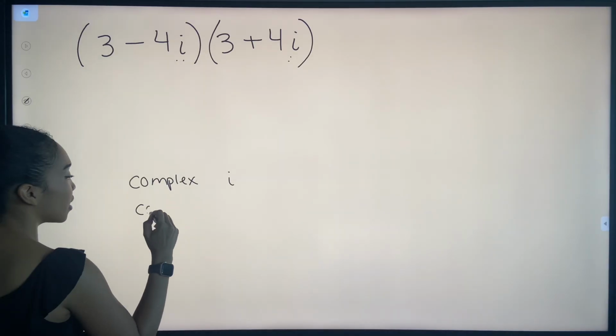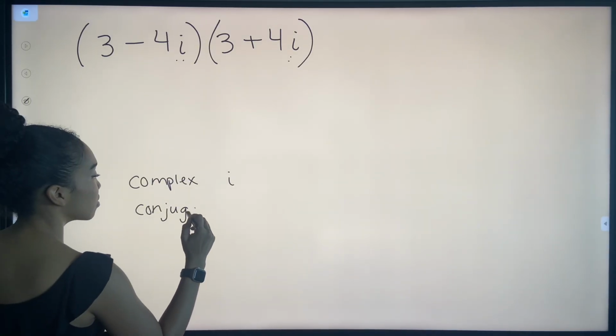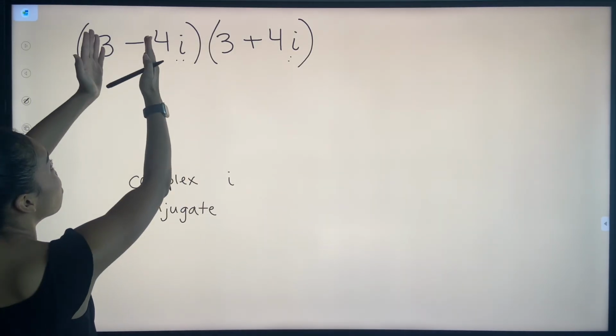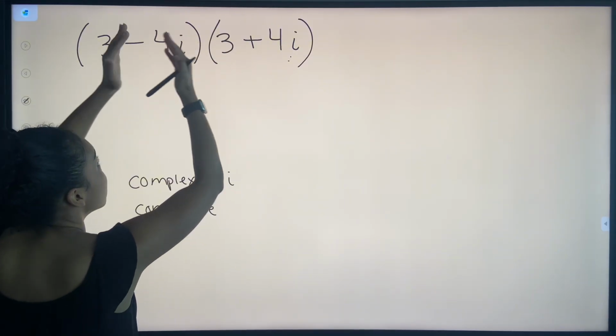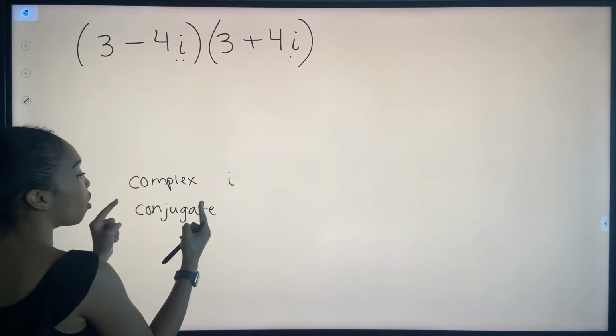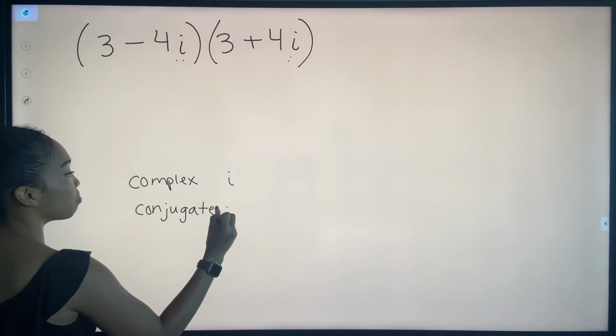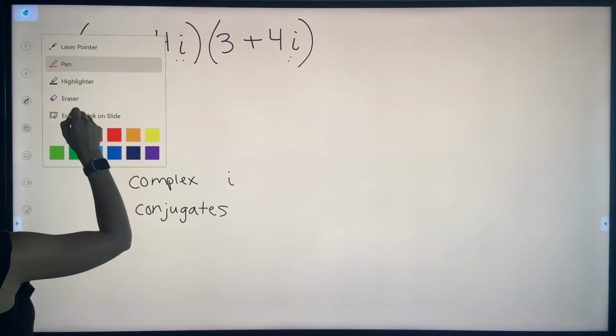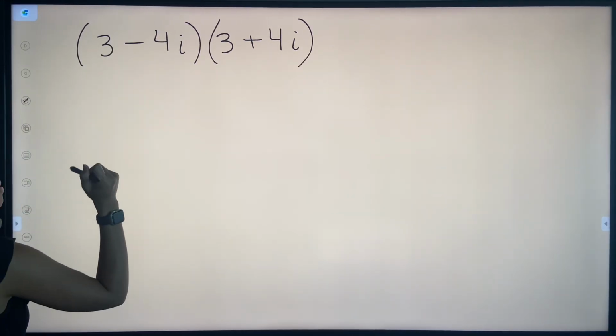And it's called a conjugate because you have a minus and then a plus. Same exact thing, but one has a minus sign and one has a plus sign. So they're called conjugates, complex conjugates. Okay, so let's go ahead and multiply them.